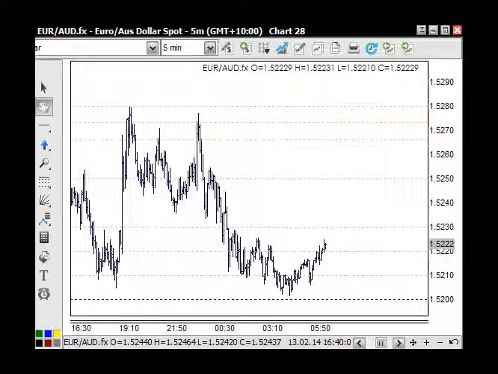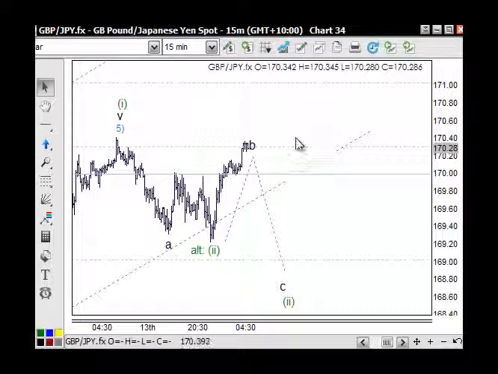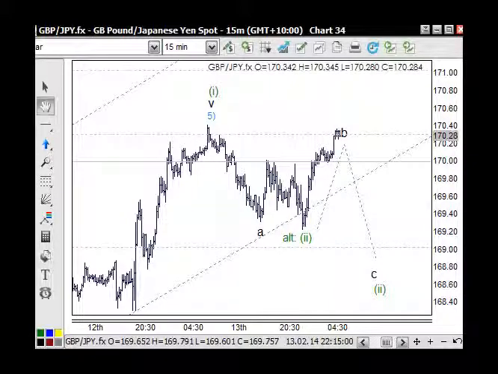The pound yen, sorry, I was having some other computer difficulty somewhere else there.